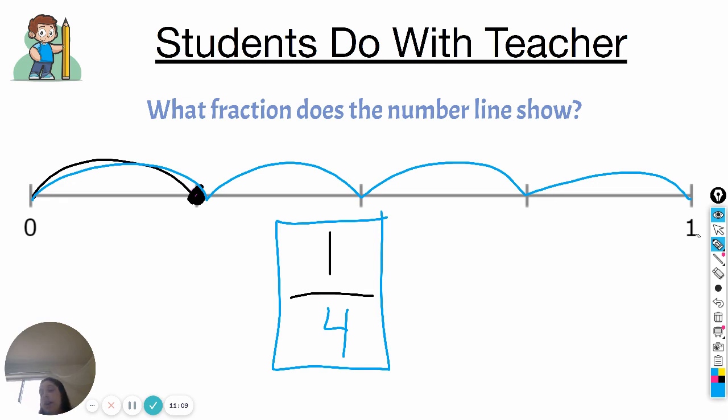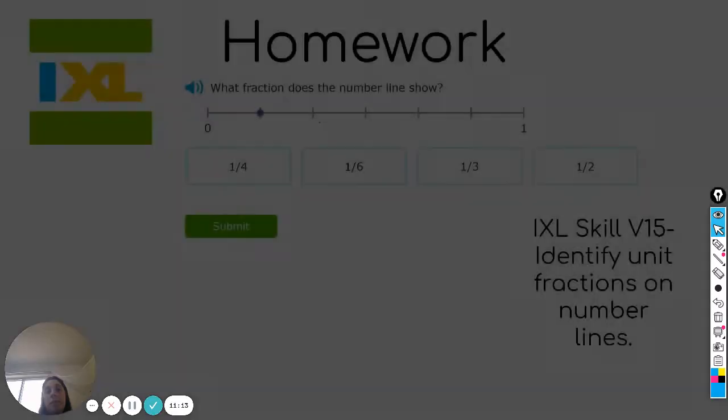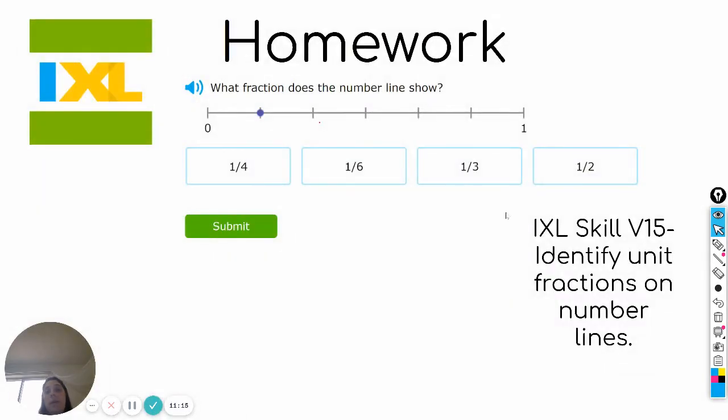Okay, let's go ahead and take a look at what you're going to be doing for homework today. IXL skill V15, which is identify unit fractions on number lines. So you can see it says, what fraction does the number line show? It's got a number line just like we've been looking at, and it's asking what the fraction is.